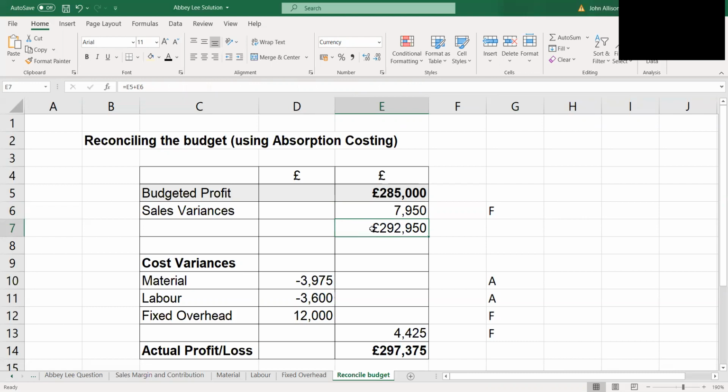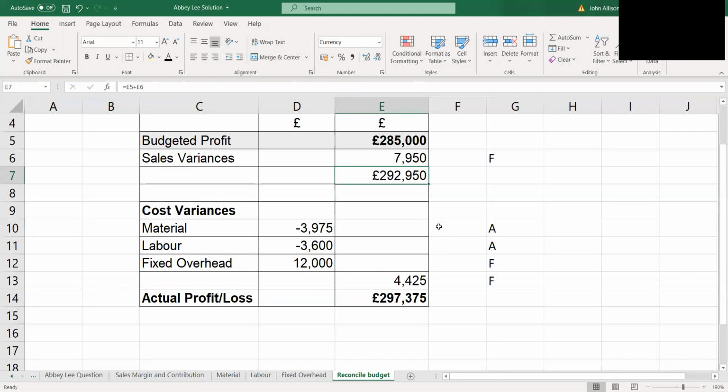So the budgeted profit then will be 292,950, and that's the 285,000 plus the 7,950. We then want to have a look at the cost variances.